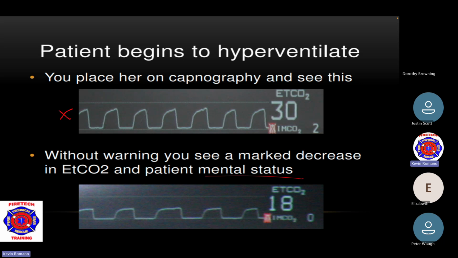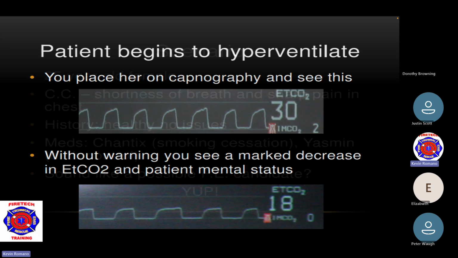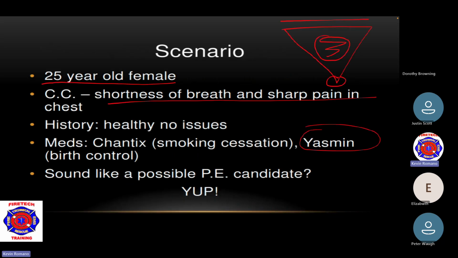End tidal drops to 18, right? And then you start seeing pulse oximetry dropping and everything else. Now, are you thinking more of a PE? Yes. Let me go back just for a minute. Look at your medical history. Your SAMPLE history is huge. Birth control is one of the leading causes of pulmonary embolus.